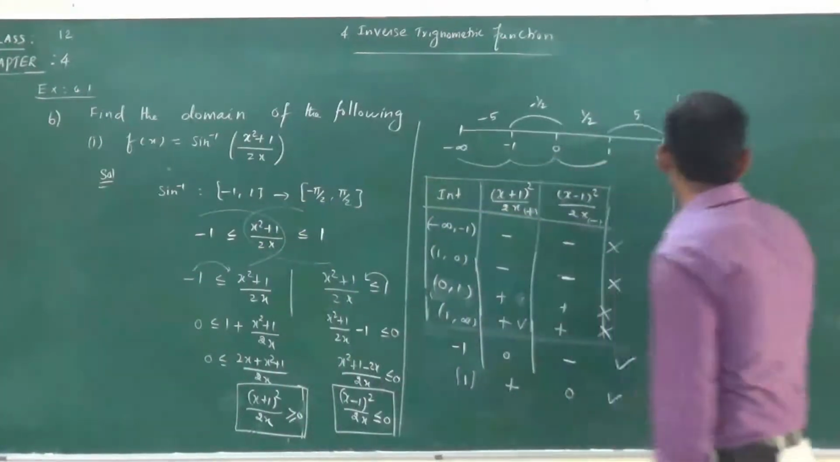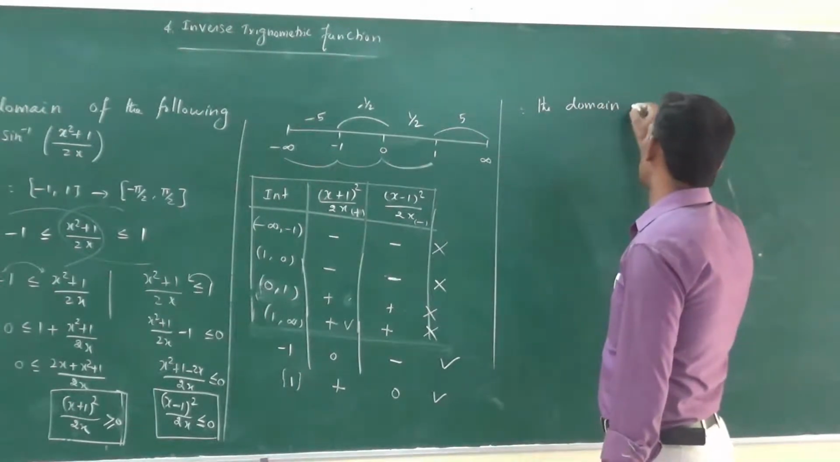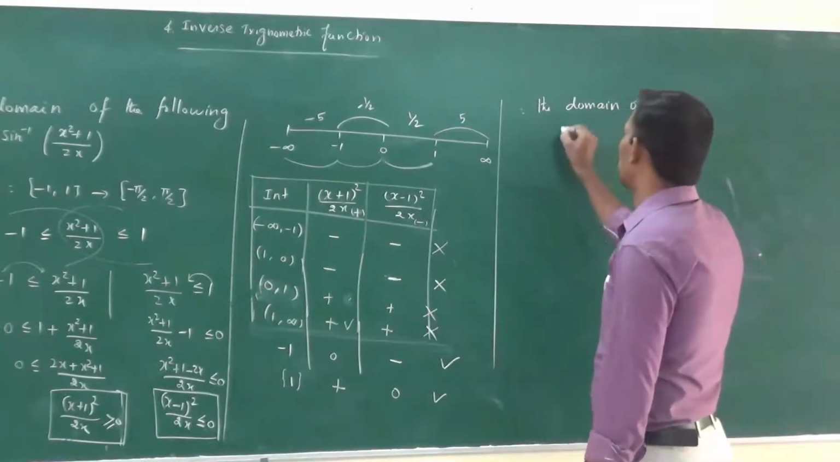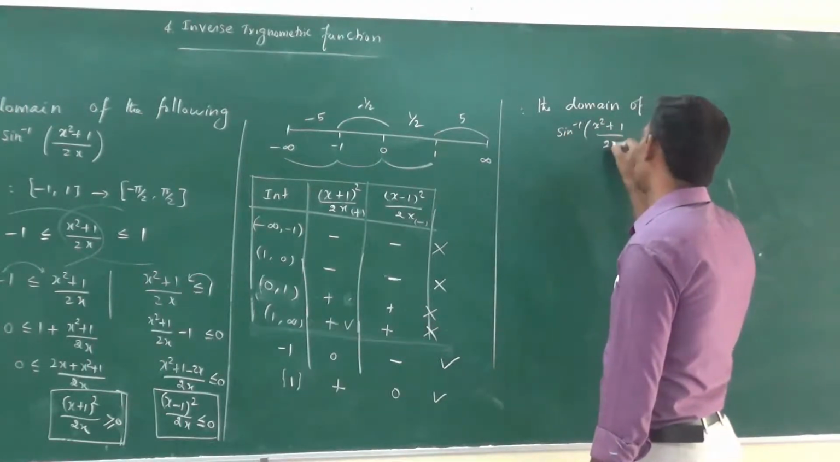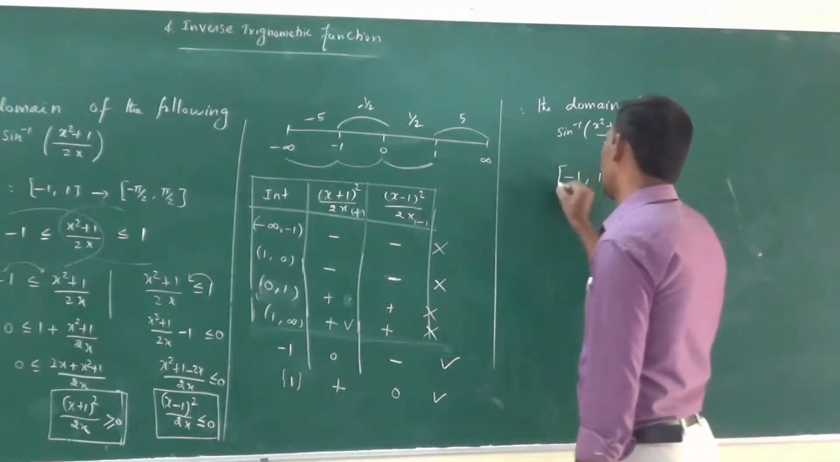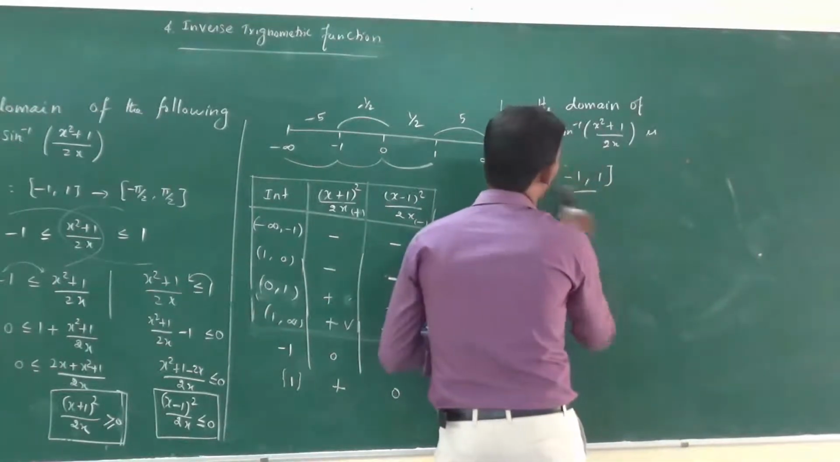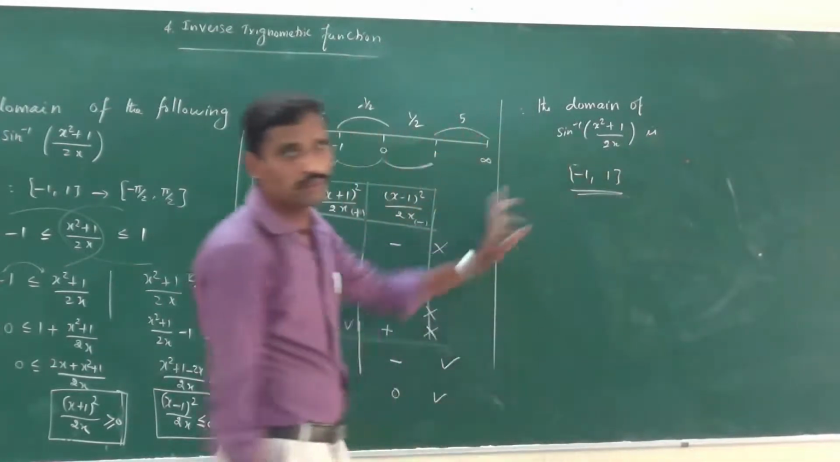So the domain of sine inverse of (x square plus 1) divided by 2x is minus 1 to plus 1. We have to write it separately. Okay, no problem. So minus 1 to plus 1.